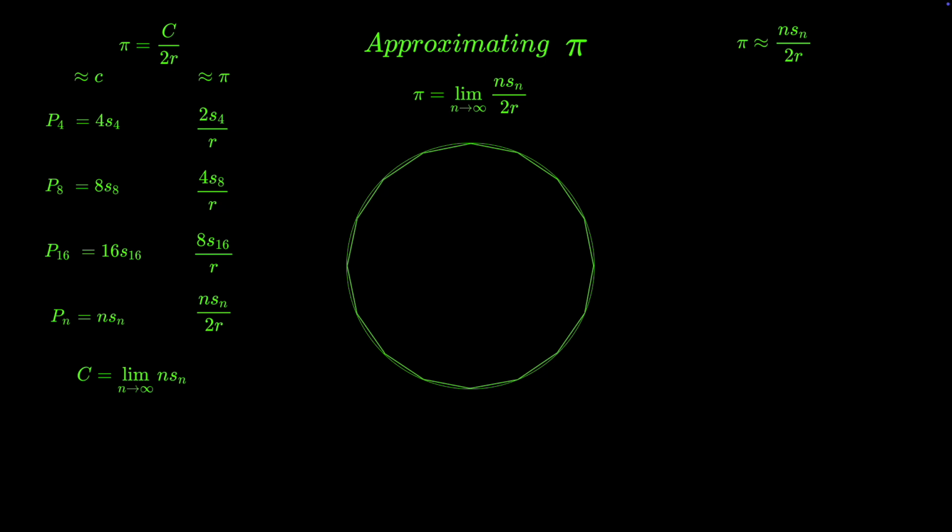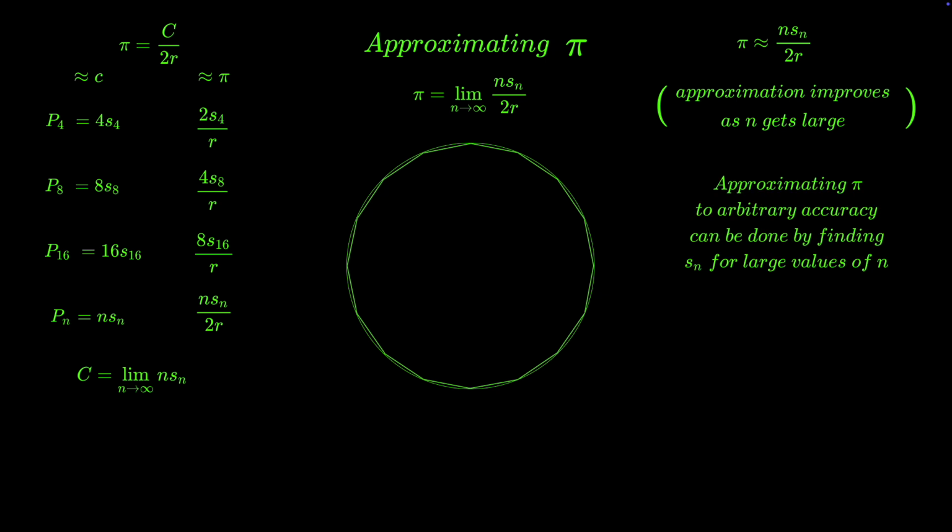Although we can't calculate the limit of n s sub n over 2r as n goes to infinity directly, we can get approximations to pi to arbitrary accuracy by using large values of n. That is, calculating the side length of an n-sided regular inscribed polygon will allow us to calculate pi to arbitrary accuracy.